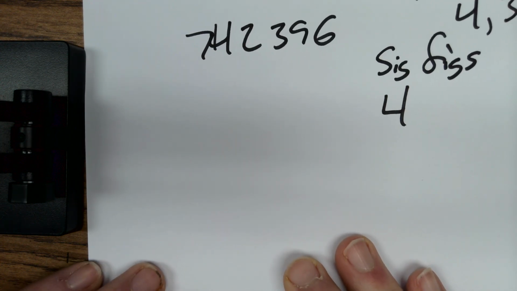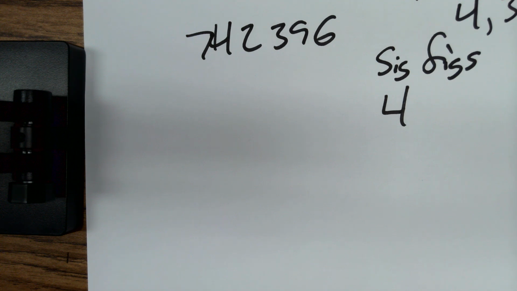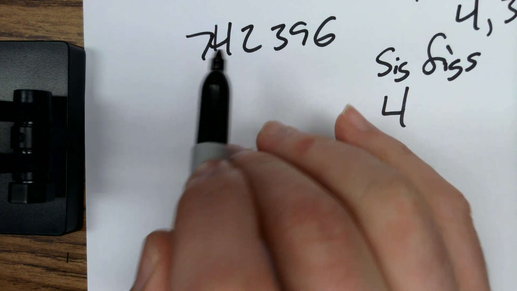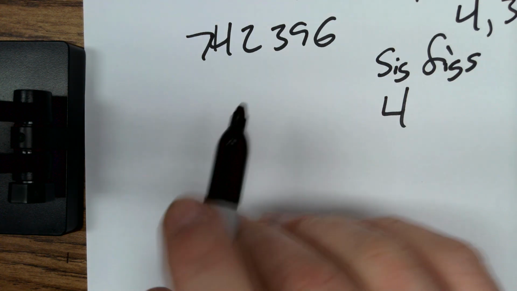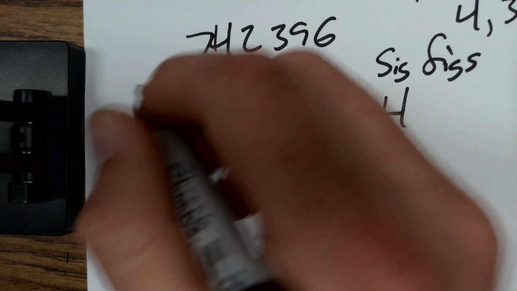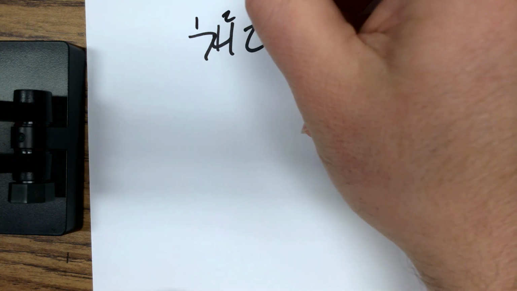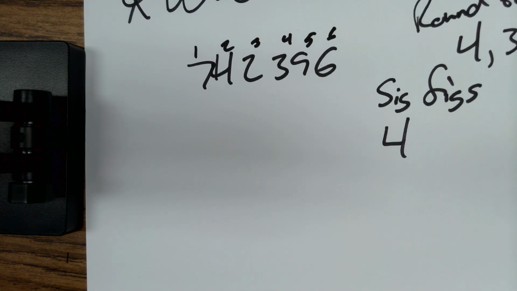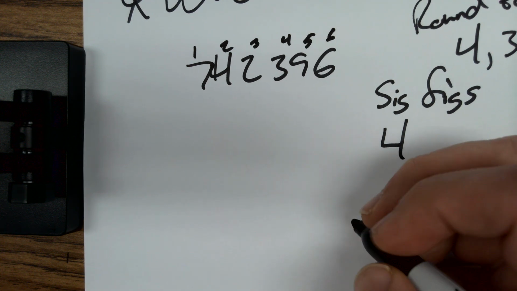All right. So before I can start rounding my sig figs, the first thing I need to do is identify the sig figs in my number. How many sig figs do I have in 742,396? 6 sig figs. Everyone's a sig fig, right? So I'm going to label them from left to right. 1, 2, 3, 4, 5, 6. If I only want 4 sig figs, I'm going to draw a rounding line after the 4th digit.